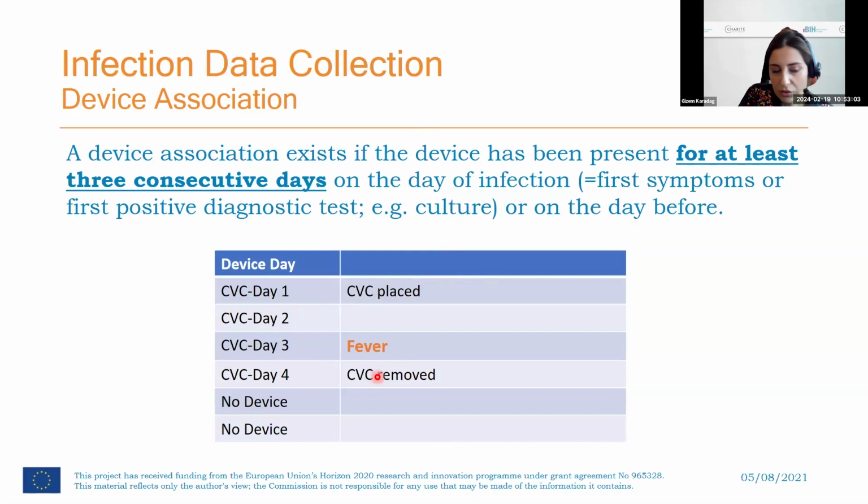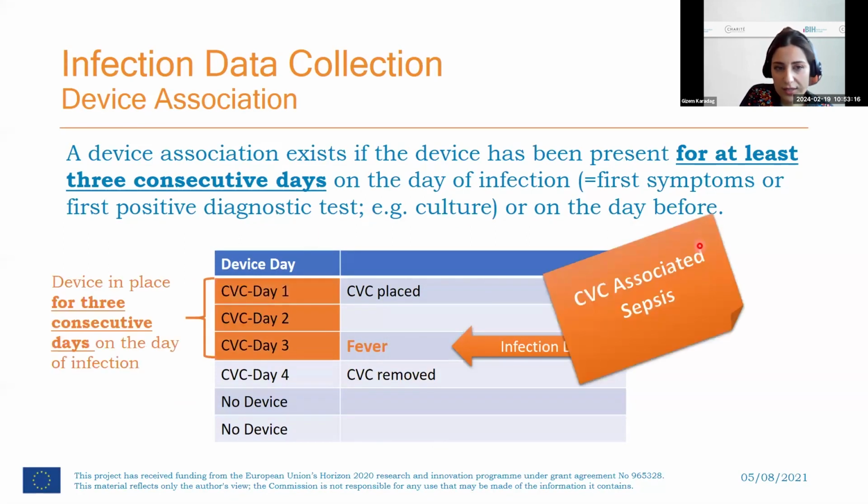And then later it was determined the patient had sepsis. So the question is, when is our infection day? Infection day is day 3 because it's the day of first symptoms. And this is a CVC-associated sepsis because the CVC was in place for 3 consecutive days, day 1, 2, and 3, on the day of infection, which is day 3.